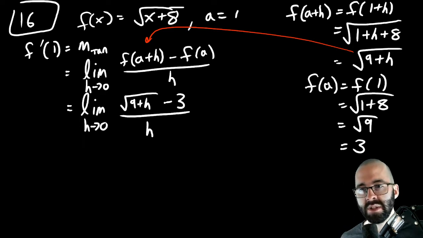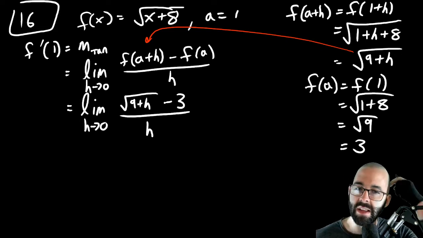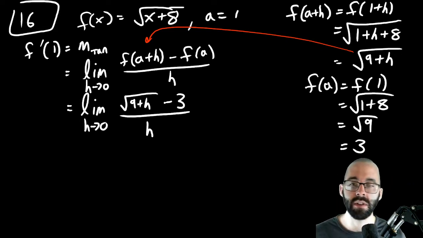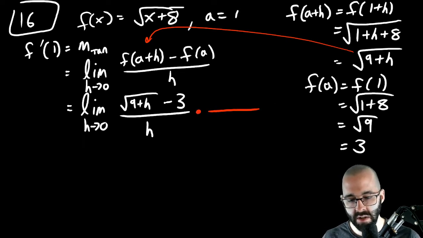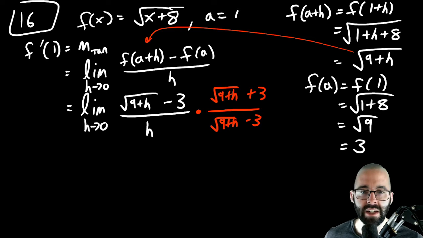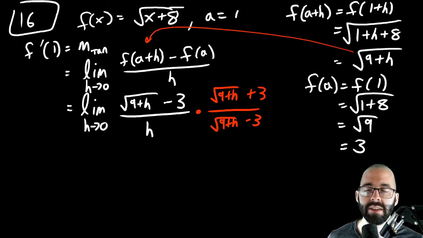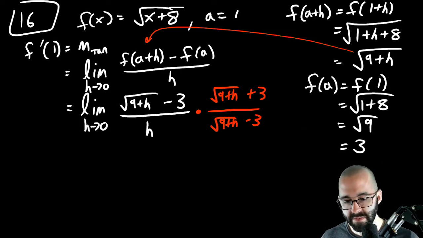We can't use direct substitution. We have to remember our limit procedures, our limit methods from chapter 2. For square roots, we multiply by the conjugate. The square root of 9 plus h plus 3 divided by the square root of 9 plus h minus 3. This is how we did it in chapter 2. We had a couple examples like this, so feel free to go back and review those if you don't remember.